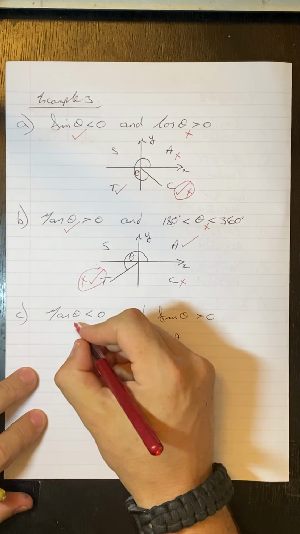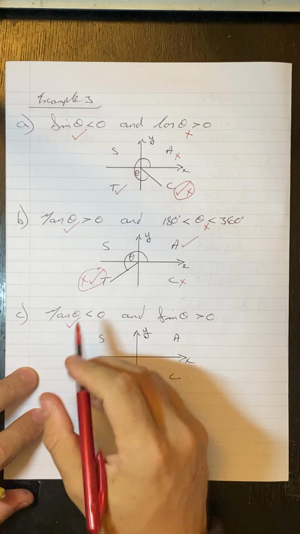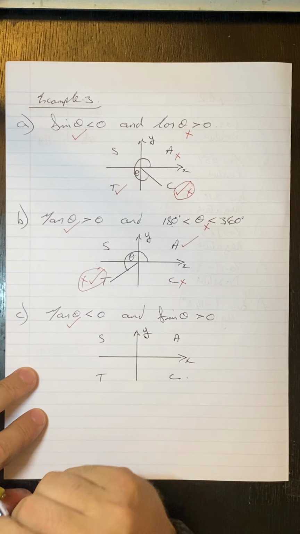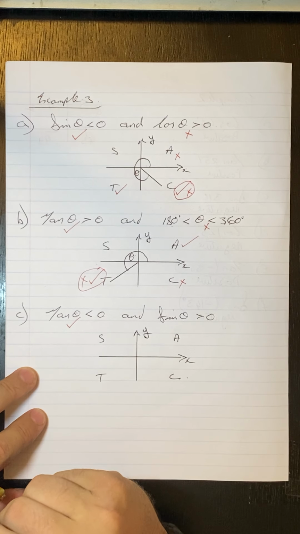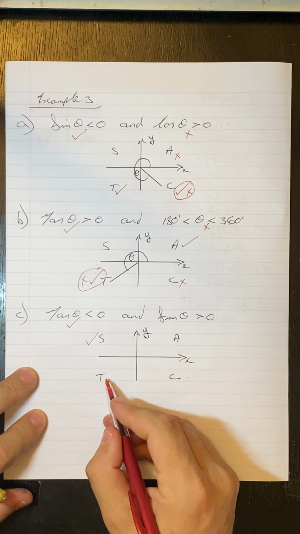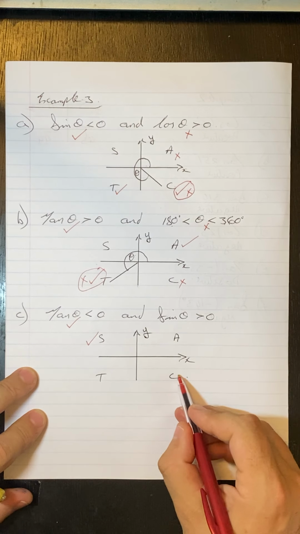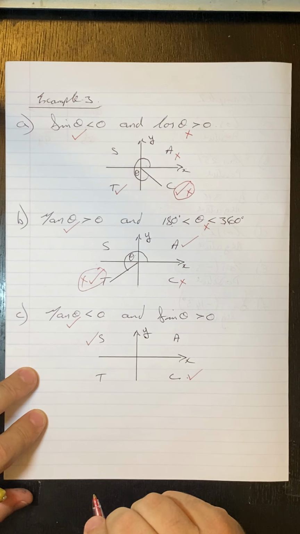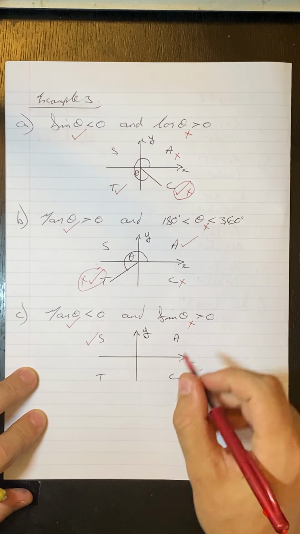I'm going to mark this one with a tick. So they're saying, where is tan less than 0? In other words, where is tan negative? So they're all positive there. Only sine is positive here, so tan would be negative there. Tan is positive here. Tan is negative over here, so I mark it with a tick. This one I'm going to mark with an X.